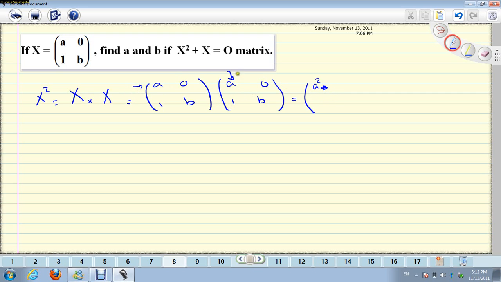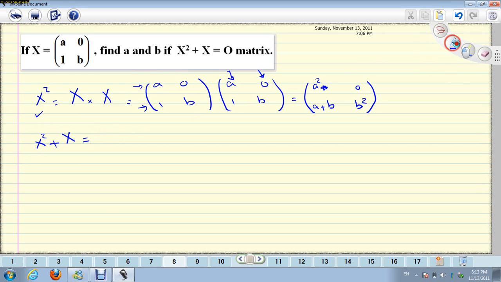Okay, this row by this column now. A times 0, it's 0, and 0 times B, it's 0, so the answer here is 0. This row by this column. 1 times A, it's A, and 1 times B, it's B, so the answer is A plus B. 1 times 0, it's 0, and B times B, there is B power 2. This is X power 2. I'm gonna add now X power 2 plus X.